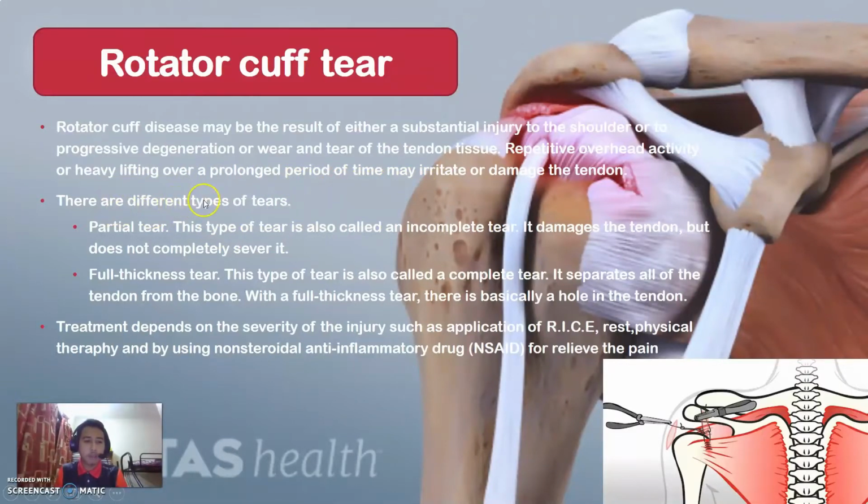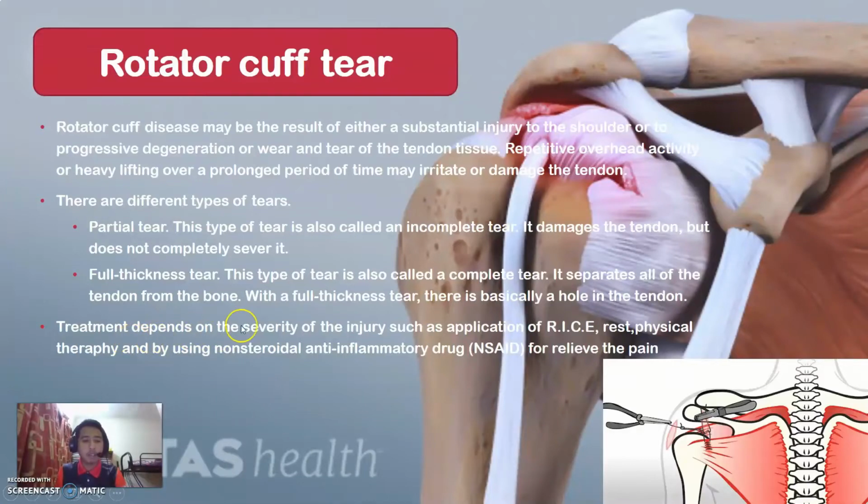There are different types of tears, which are partial tear and full thickness tear. Partial tear is an incomplete tear. It damages the tendon but does not completely sever it. Full thickness tear, also called a complete tear, separates all of the tendon from the bone. With a full thickness tear, there is basically a hole in the tendon.